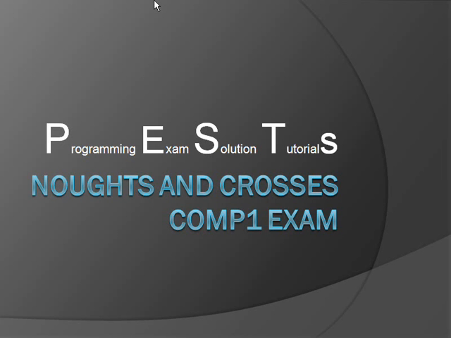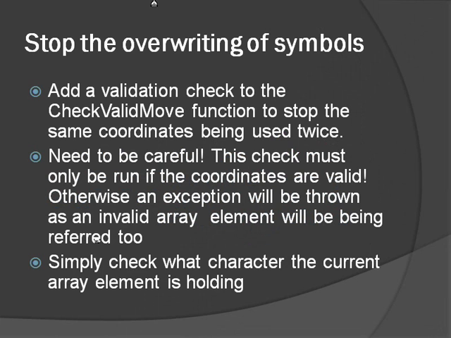Welcome to the second of the programming exam solution tutorials, PESTs, for the Noughts and Crosses Comp 1 exam. This time we're going to look at the validation that stops the overwriting of symbols, so the one that stops people using the same coordinate twice. So either an X overwriting an X, don't know why I'd want to do that, or an X overwriting an O, or vice versa.